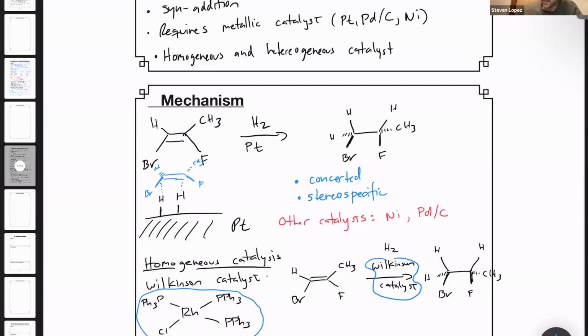You'll notice that the products are identical, whether you use the metallic-based catalyst, the heterogeneous catalysis, or the homogeneous-based catalysis. It's still a stereoselective, concerted syn addition to the alkene, but just the setup of the reaction is different.